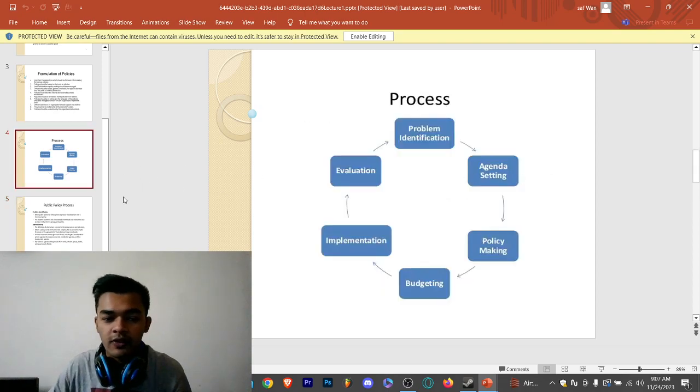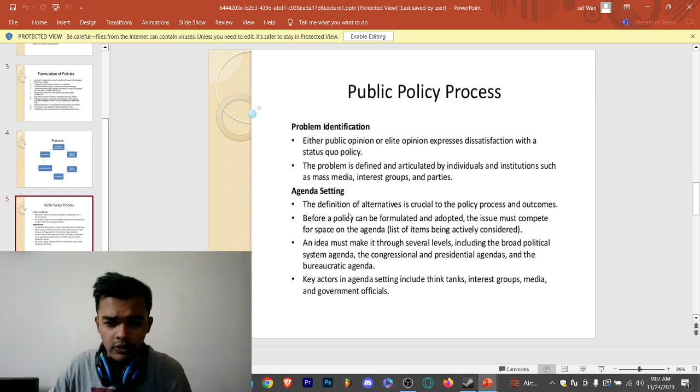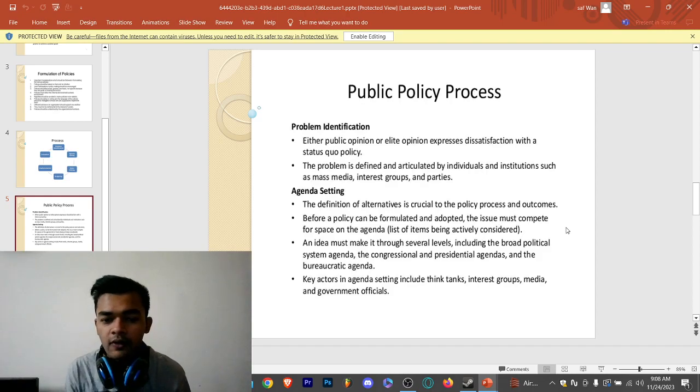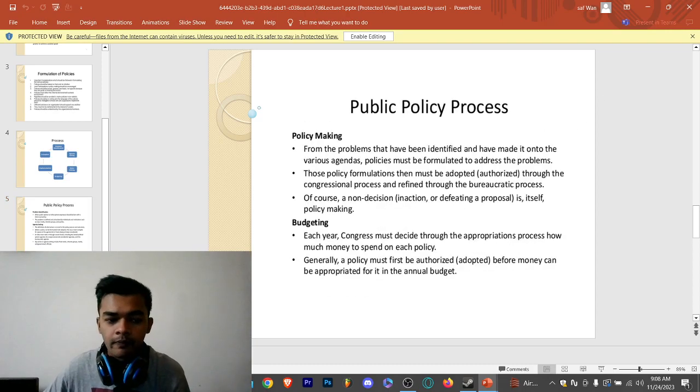And then the next step, which is agenda setting. The definition of alternatives is crucial to the policy formulation process and outcomes. Before policies can be formulated and adopted, the issue must compete for space on the agenda. An idea must make it through several levels, including the broad political system agenda and congressional, presidential agendas, and the bureaucratic agenda. Key actors in agenda setting include think tanks, interest groups, media, and government officials.